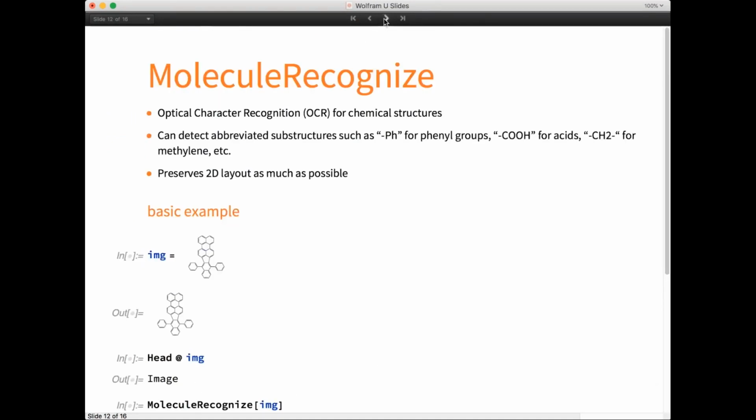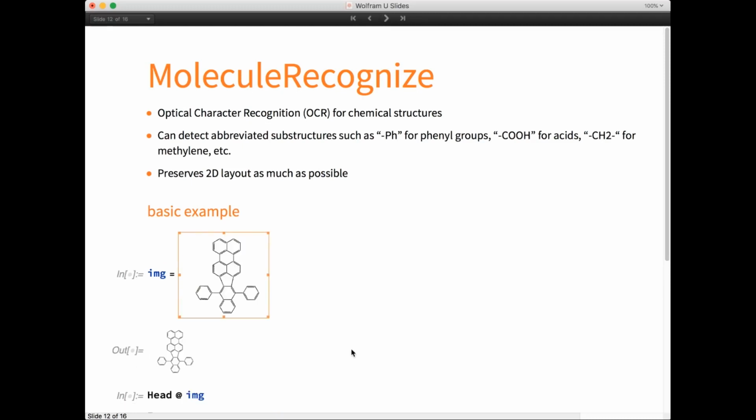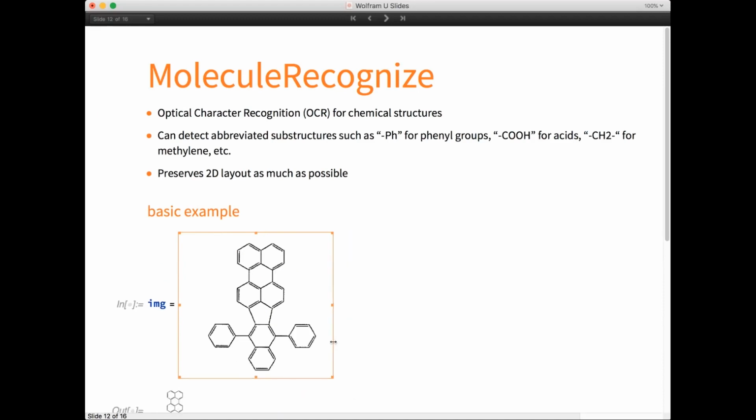All right, another application is MoleculeRecognize. This is basically optical character recognition for structures. It's fairly neat. This thing is just an image. It's not a structure. It's something that I copied directly out of a PDF.